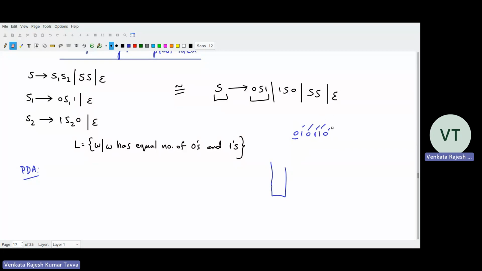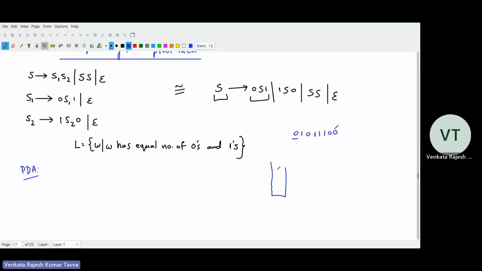Suppose I give you a slightly different string. Okay. I'm getting a 0. I push. I get a 1. I pop. I get a 1. I pop. I'm getting a 0. I push. I get a 1. I pop. Okay. Now I'm getting a 1. I push. Now I'm getting a 1. What should I do? Push. Now I'm getting a 0. Pop. Now I'm getting a 0. Pop. So what to do now?